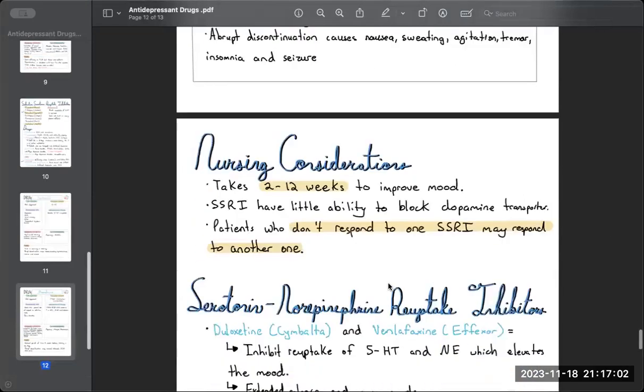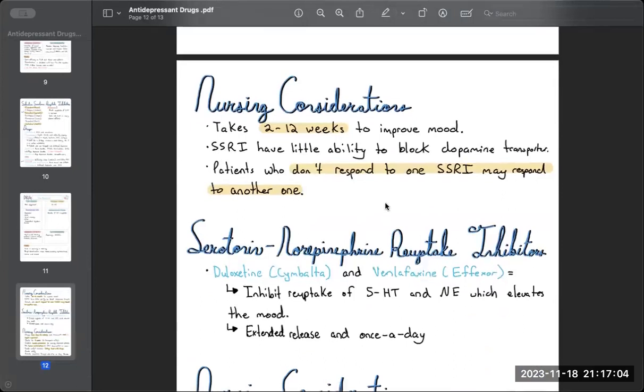So nursing considerations for these SSRIs, it takes 2 to 12 weeks to improve mood. So once again, it's going to take a long time for them to feel better taking these medications. SSRIs have little ability to block dopamine, so that's okay. That's pretty good. Doesn't get too much into the CNS. And patients who don't respond to one SSRI may respond to another one. So you can try with different ones with these medications, okay?